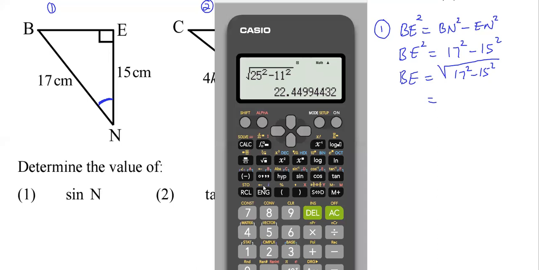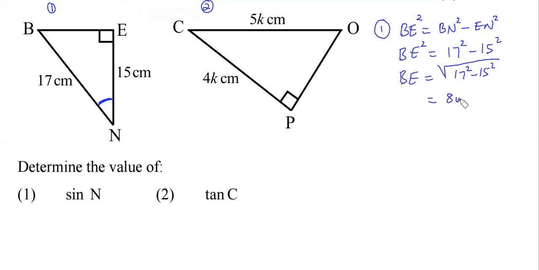Let's see what we get there. Root of 17 squared minus 15 squared, we get 8. So we are getting 8, in this case centimeters, okay? So we can put in the value there, 8 centimeters. Now, what is our sine n? Sine n is going to be equal to opposite over hypotenuse. And what is our opposite there? Our opposite is going to be 8, then hypotenuse is 17. That becomes our final answer like that.